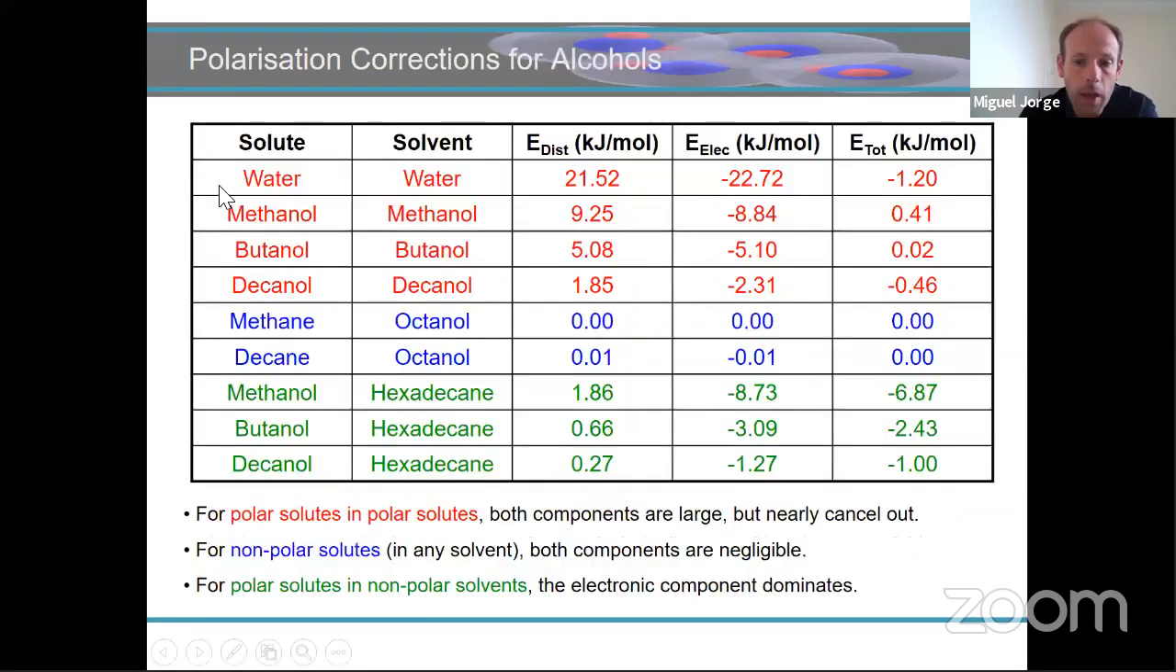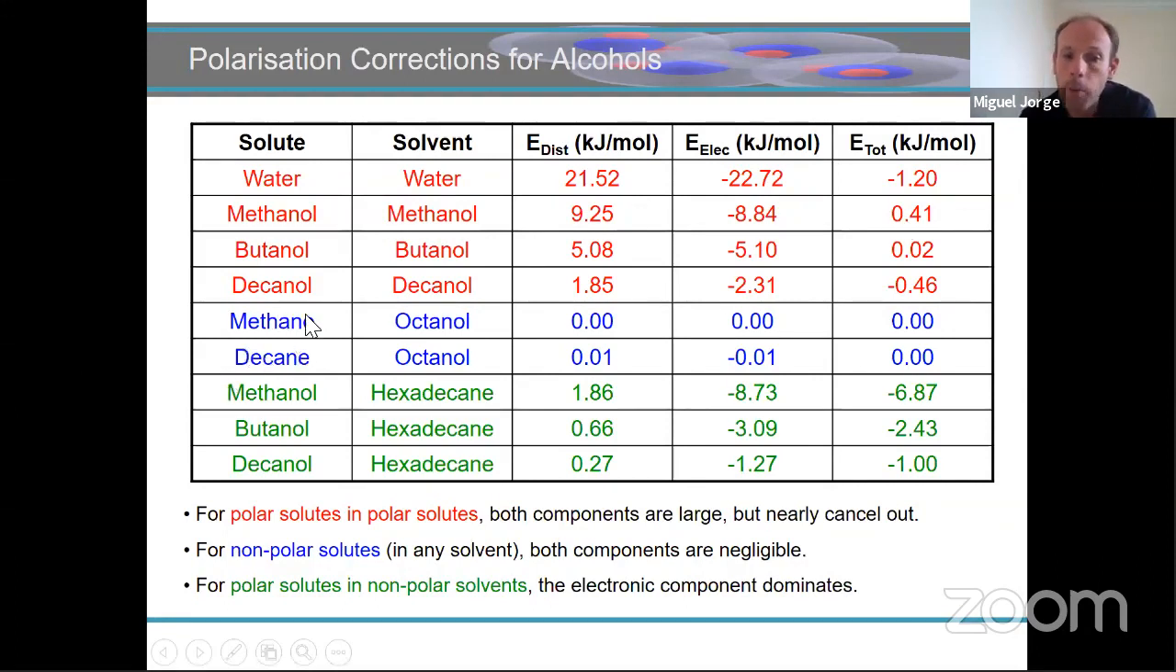For polar fluids, it turns out that both components are very high in magnitude, but they almost have the same magnitude and opposite signs. So they almost cancel out, okay? That's precisely why normal force fields developed for pure liquids under the usual paradigm actually tend to work well, because fortuitously, these two values cancel out. And so you don't really need to account for them.